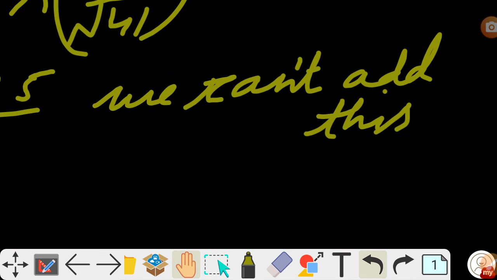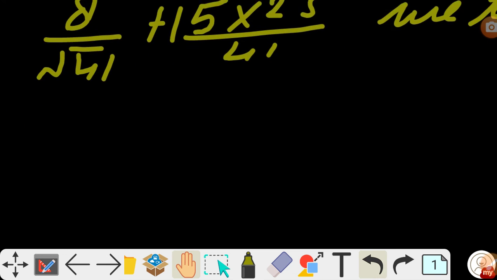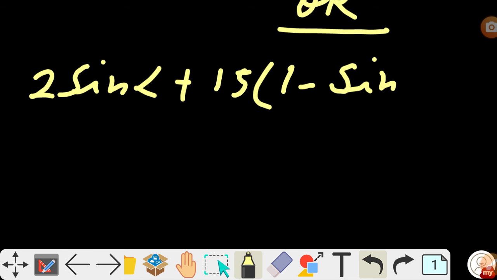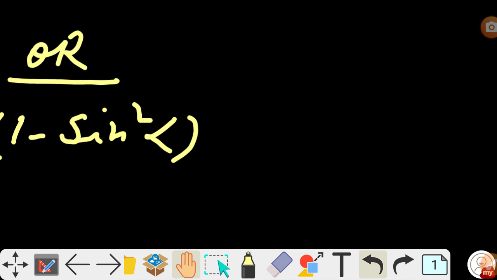to explain this one. Or we can solve this question in another format also, by another method, which is a long method. You can solve this one. 2 sin alpha plus 15 into 1 minus sin square alpha, because we know that sin square alpha plus cos square alpha equal to 1. So for cos square alpha, this is 7.